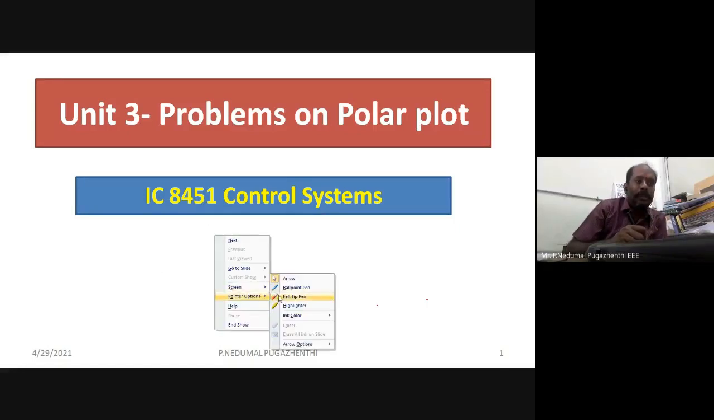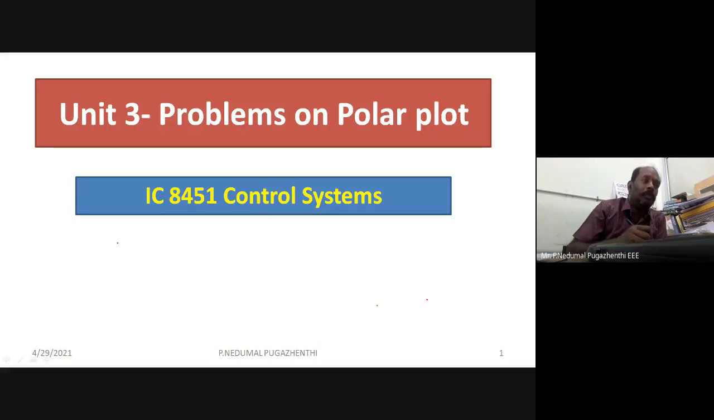In the previous class, we have been discussing a few points regarding construction of polar plot and how to find the frequency domain specifications, especially the gain margin and phase margin. We have taken one example and have tried to solve that. And finally, we commented about the stability of the system. So, in continuance with that, we will try to see some more problems regarding polar plot and we will wind up.